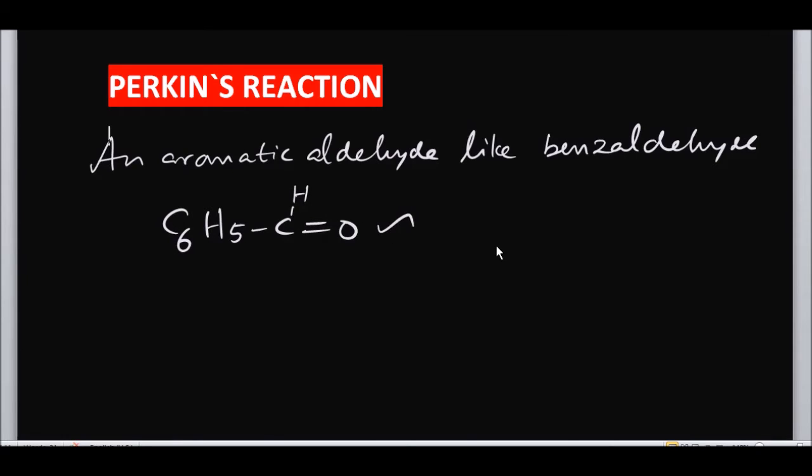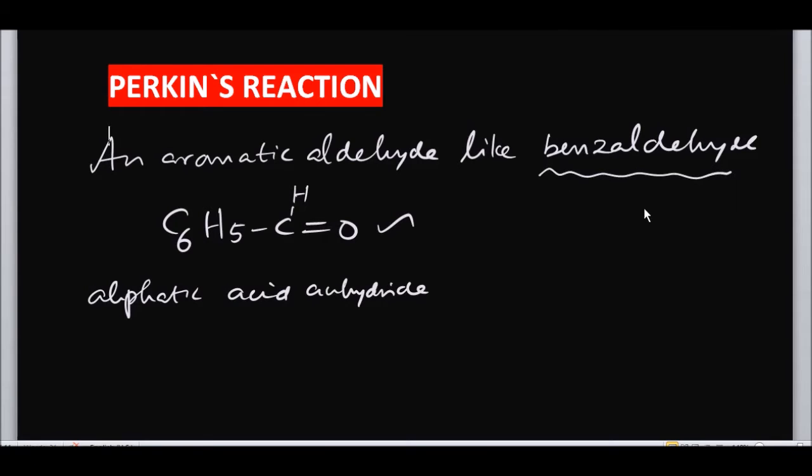It is the compound benzaldehyde, and it is to be treated with an aliphatic acid anhydride. An aromatic aldehyde like benzaldehyde is to be treated with an aliphatic acid anhydride. For example, we can take acetic acid, CH3COOH.